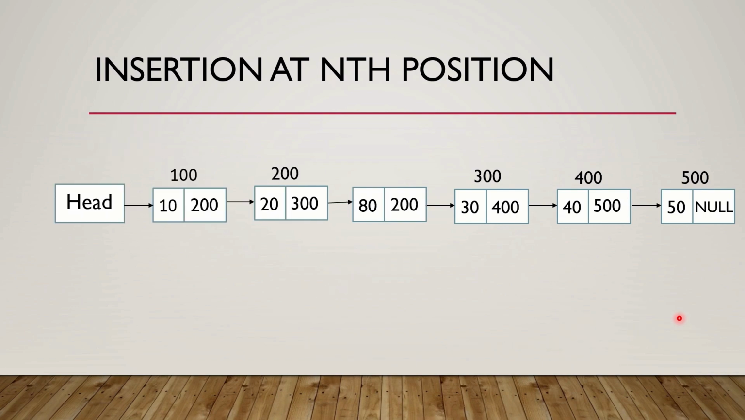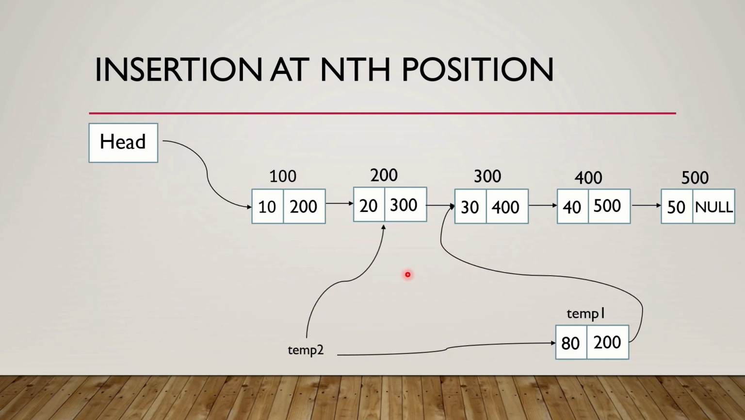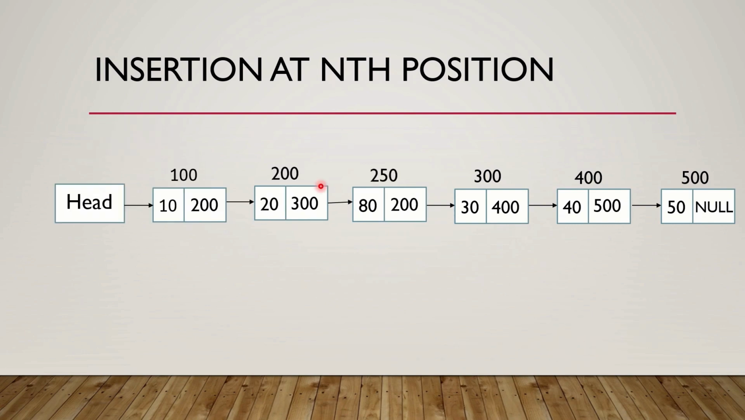So let's move on. This is how it looks after it's inserted. After all the connections are made, temp1 of next points to this. The second node's next points to temp1. Then finally it looks like this. Let's assume this is the address of the node which we have inserted.